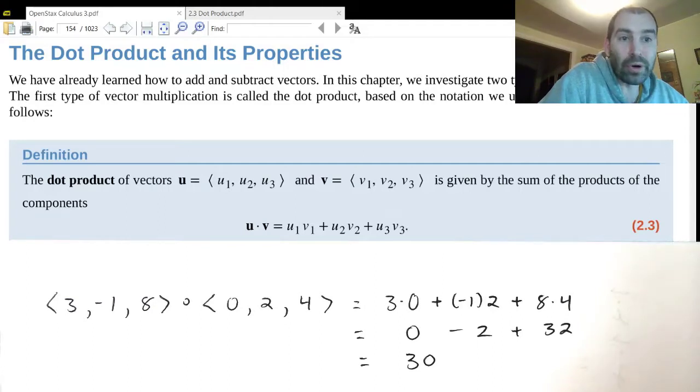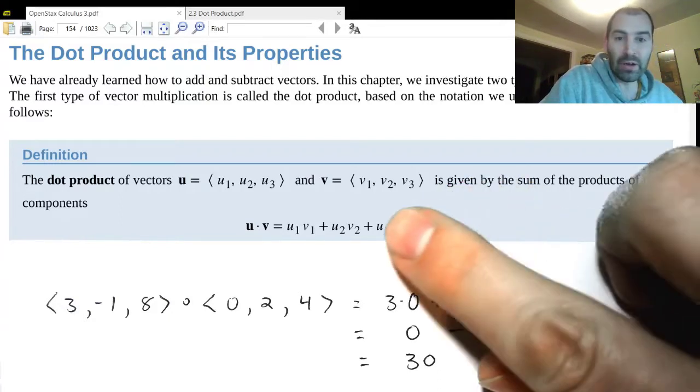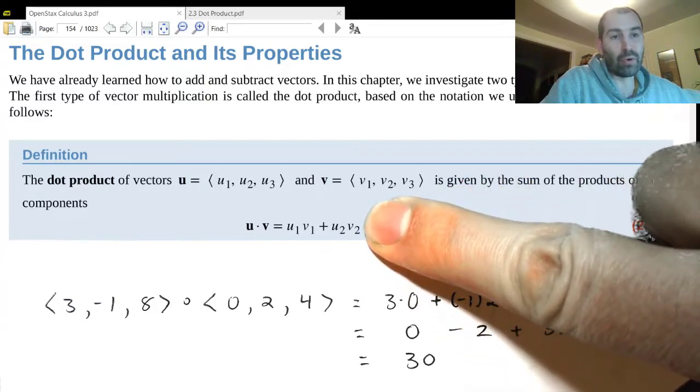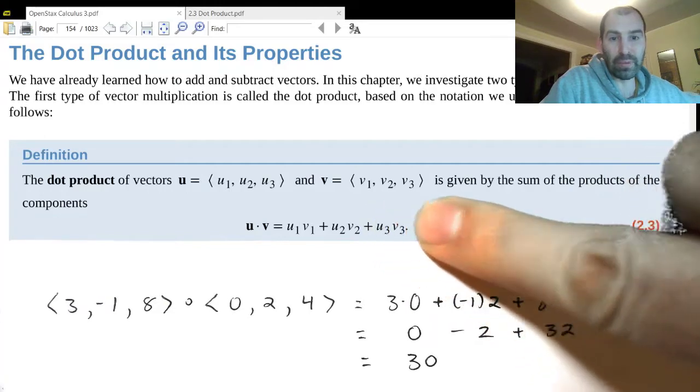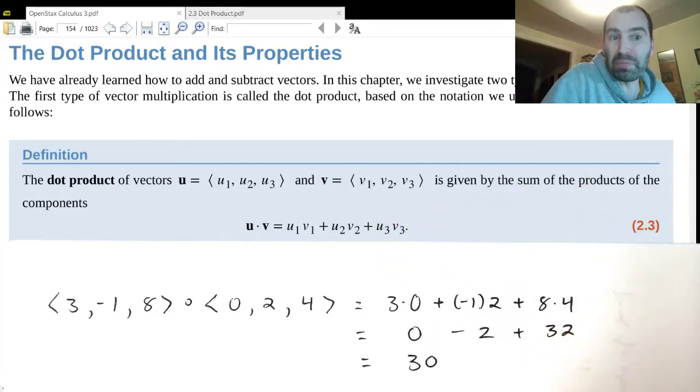And this works for two-dimensional vectors as well. It works for vectors in any dimension. For 2 dimensions, we would just cut this formula off right here. For 4-dimensional vectors, you would have a fourth pair of components, right? So very simple formula. That's how dot product is defined.